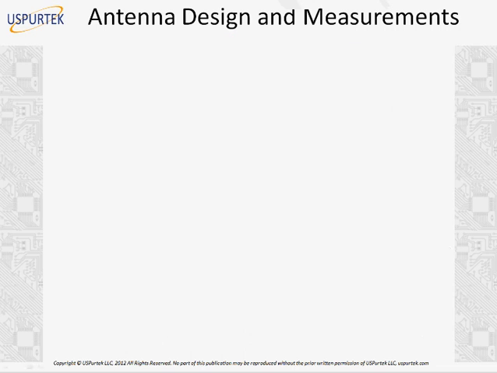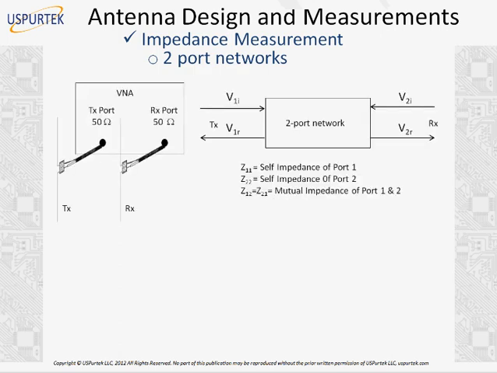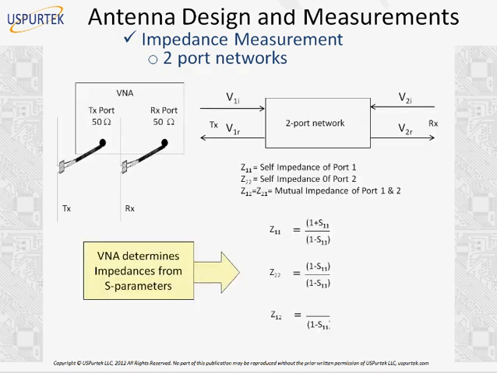to build a scattering matrix, and uses this scattering matrix to calculate the input impedance at each port and even the mutual impedance. In this slide, you can see the formulas that we can use to determine the impedance from S parameters or scattering parameters. Z11 is the self-impedance of port 1 where the transmit antenna is connected, and Z22 is the self-impedance of port 2 where the receive antenna is connected, and Z12 is the mutual impedance. So if you have the vector network analyzer and the circuit setup with transmit and receive antennas, it's very straightforward.